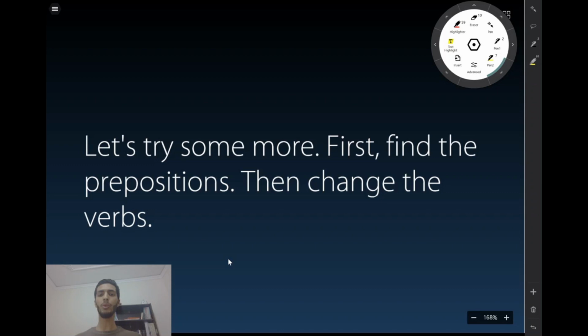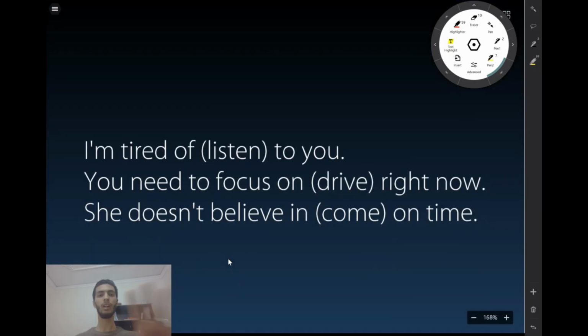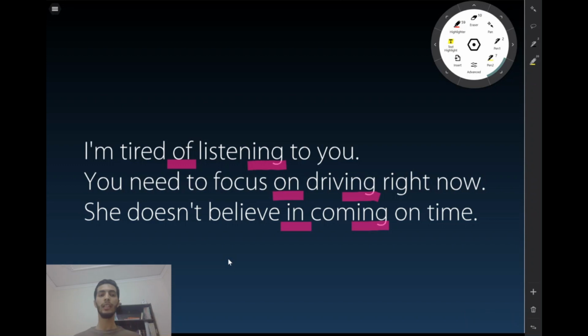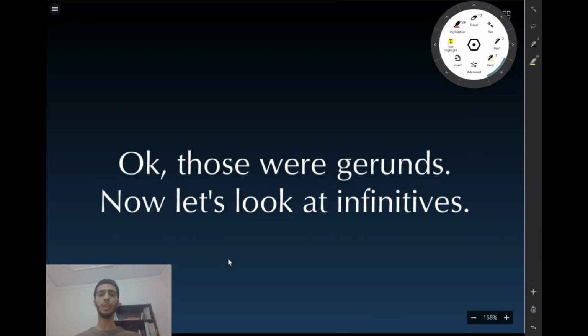Now let's try some more. First, find the preposition, then change the verb. Oh, you have these examples here. Pause the video and work on them, okay? Try to pause the video for a moment, answer the question, and continue the video. I'm tired of listening to you. Listening, of course. Now, here is the answer.